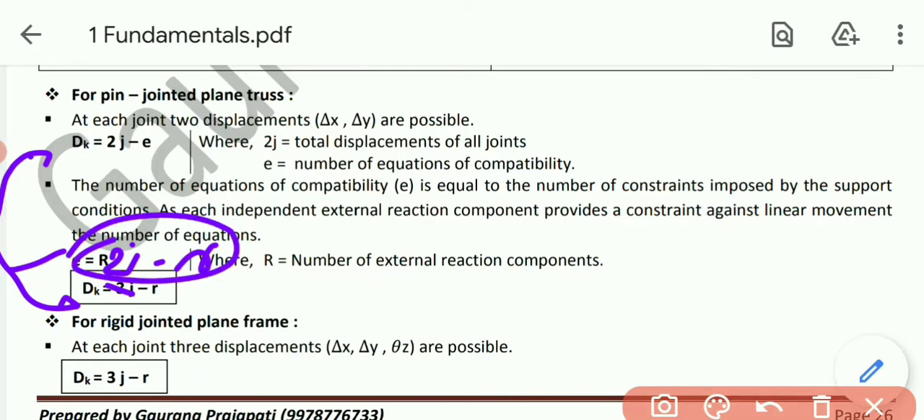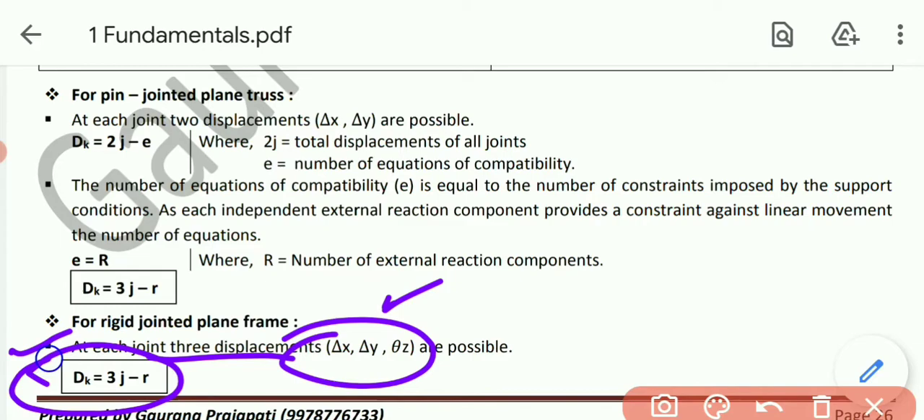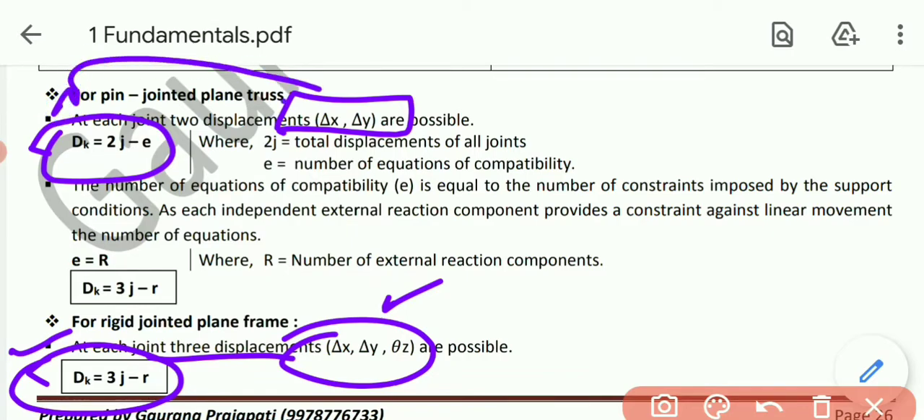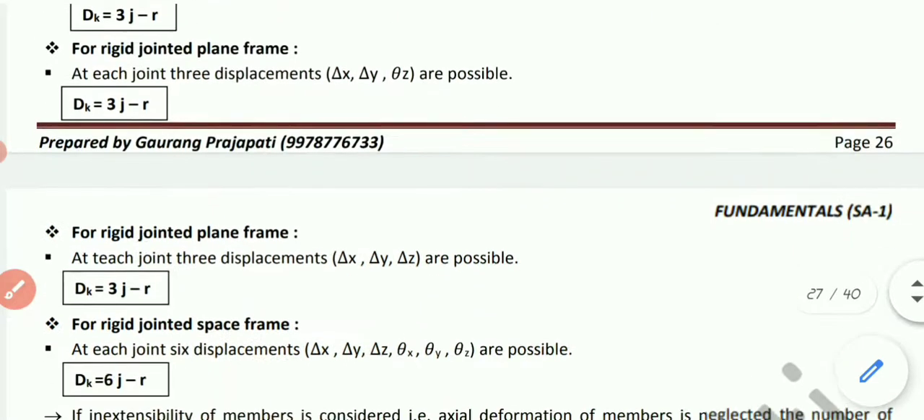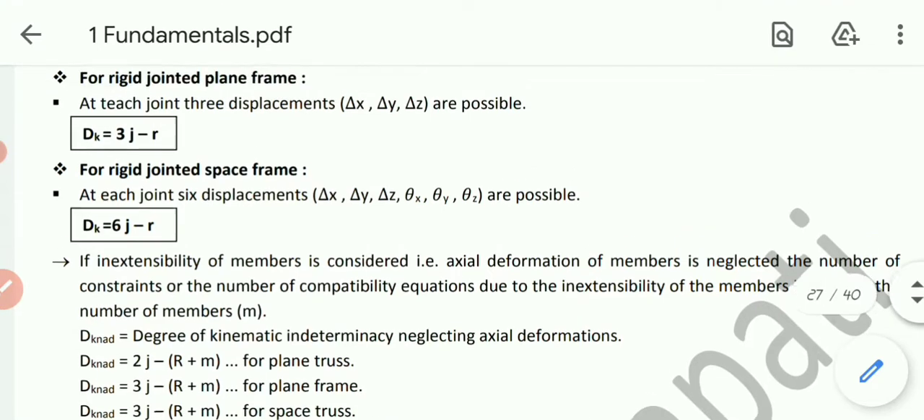Then for rigid jointed plane truss, now in case of rigid jointed plane truss there are three displacements. As it is rigid jointed, delta x, delta y and rotation will be there. So ultimately the formula will be 3J minus R, while in the pin jointed case it was 2J minus R because only two displacements are possible, so that's why 2J minus R. In this one three displacements are possible, so the formula will be 3J minus R.